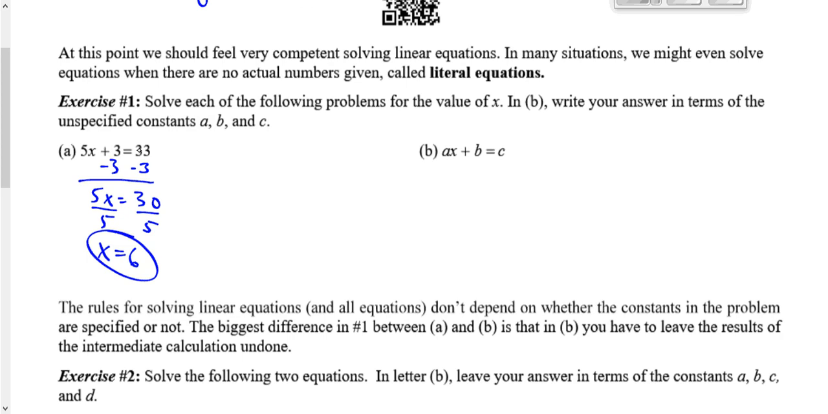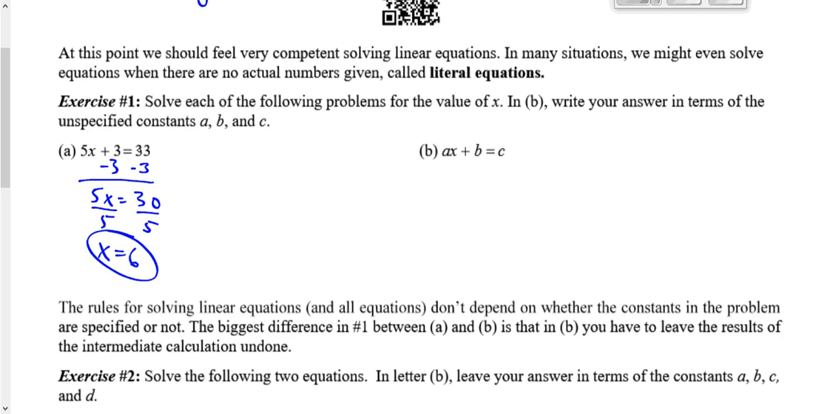But over here, you can see this looks like mx plus b still, right? But let's go through and solve this. Our answers are going to be not in terms of numbers, but in terms of letters, because we don't know what they are. So we have to leave them be.